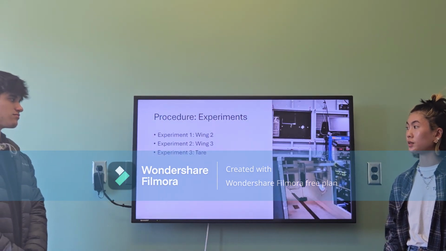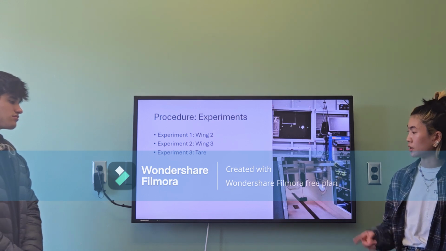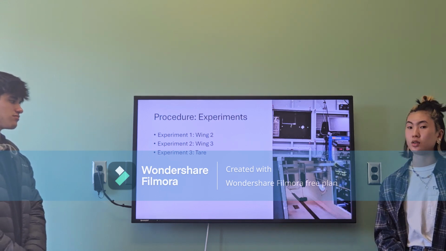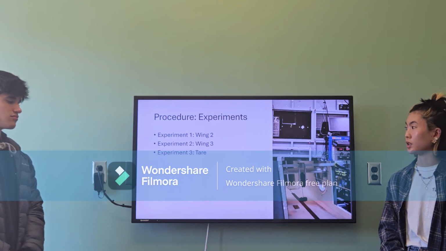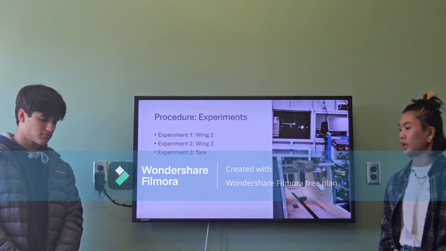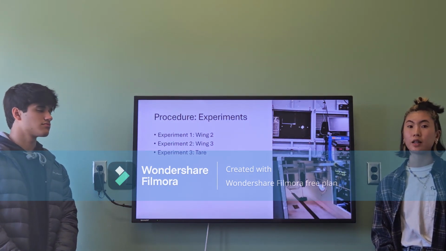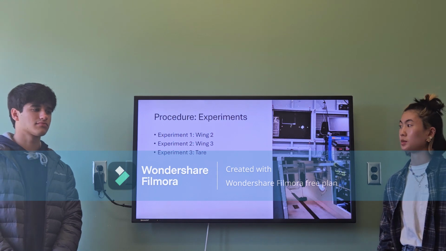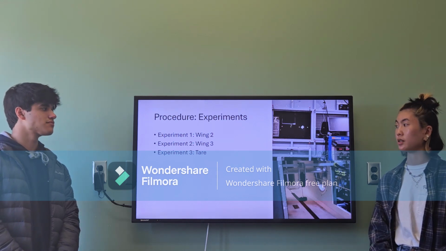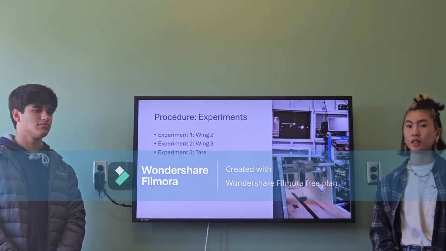So in terms of our experiments, we chose to do 3 experiments. We used a balance as shown in the pictures to measure the near and far lift and drag forces as well as the pitch of the airfoil. Experiment 1 focused on gathering data for wing 2. Experiment 2 focused on gathering data for wing 3, and experiment 3 focused on getting tare data.